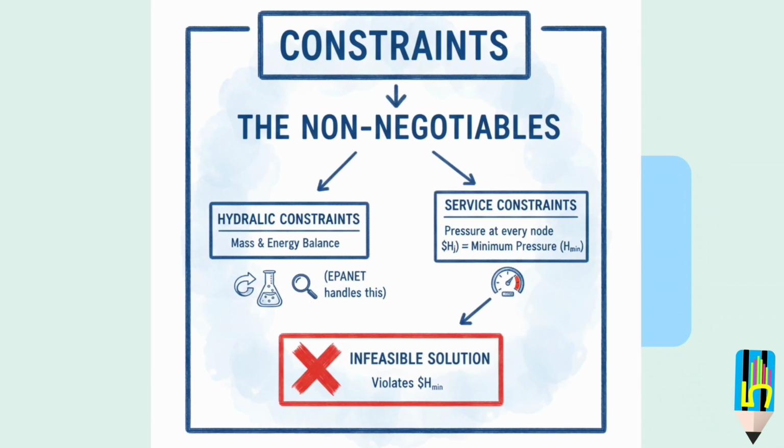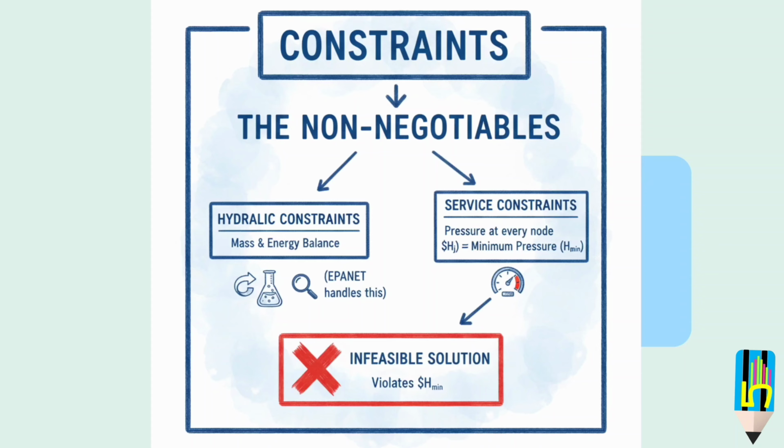And finally, we put on the constraints. Now, these are the non-negotiables, right? These are the rules that define a feasible solution. The two major constraints you already know are hydraulic constraints and service constraints. The hydraulic constraints are that mass and energy must balance, which software like EPANET, WaterGEMS, etc. handles for us. And then the service constraints, that is, the pressure at every node must be greater than or equal to the minimum required pressure.